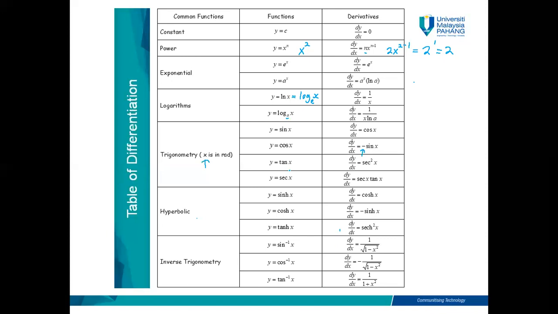Differentiate tangent and you will get secant square x, and differentiate secant and you will get secant x tangent x. You have to remember these. Tangent x differentiates to secant square x, secant x differentiates to secant x tangent x.